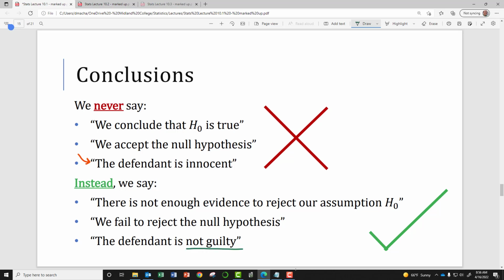So this is really important. This is something you should internalize. This is something that you will be tested over on an exam. Do you understand the difference here? We're not actually proving the null hypothesis. We're just saying that we don't have enough evidence to reject the null hypothesis.